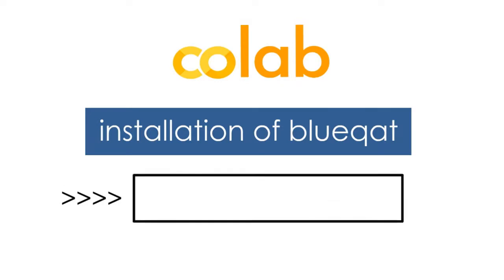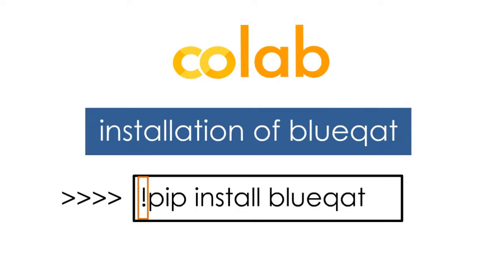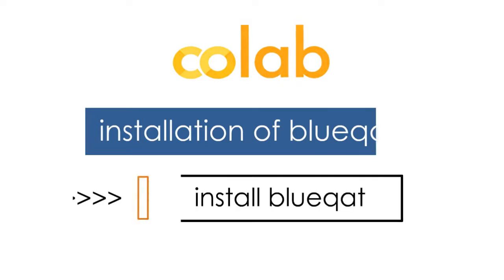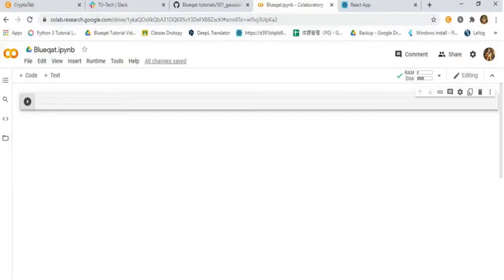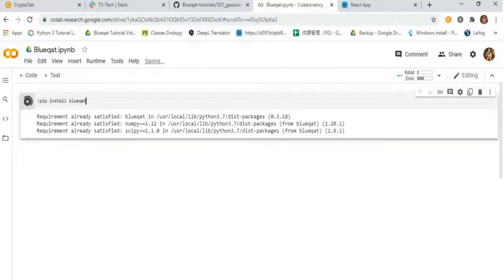Type the code, !pip install blueqat, in order to install Blueqat. Let us do it in Google Colab. Type the code that was shown earlier, and click on the play button to run the code. Blueqat will be installed after a while.